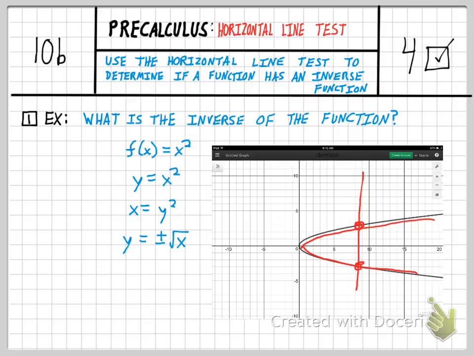So what I figured out here is that our original function, f of x equals x squared, actually has no inverse, because the inverse that I get is not a function. And this is something that often happens and we need to keep an eye out for. Luckily, there's a quick way of figuring out whether a function has an inverse, and that is the horizontal line test.